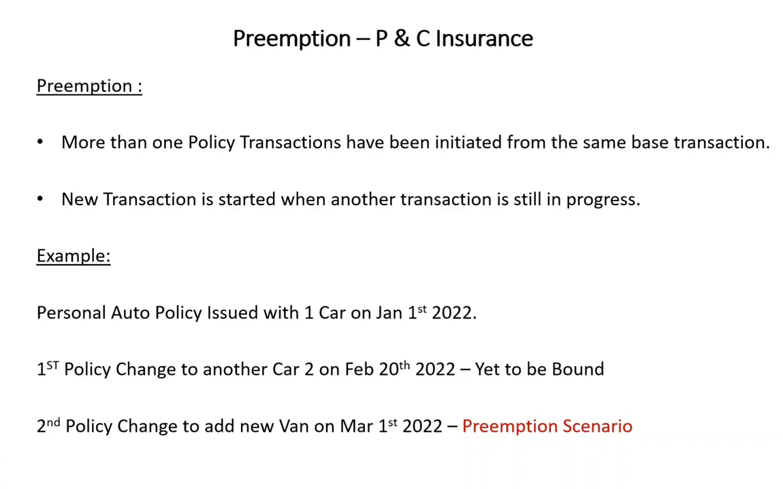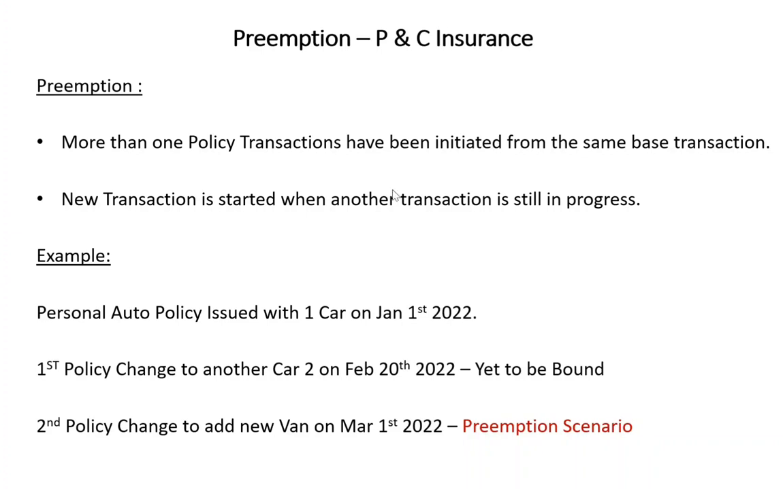So the way we do this is, say in this case, the second policy change is completed first, which means that it takes over the precedence. Then when you open the first policy change, you'll have options to act accordingly: do you want to accept the second policy change or do you want to reject it? If you accept it, the first policy change, instead of taking the issued policy as a base transaction, will now have to take the second policy change as a base transaction and then get issued. So that is what we call a preemption scenario.